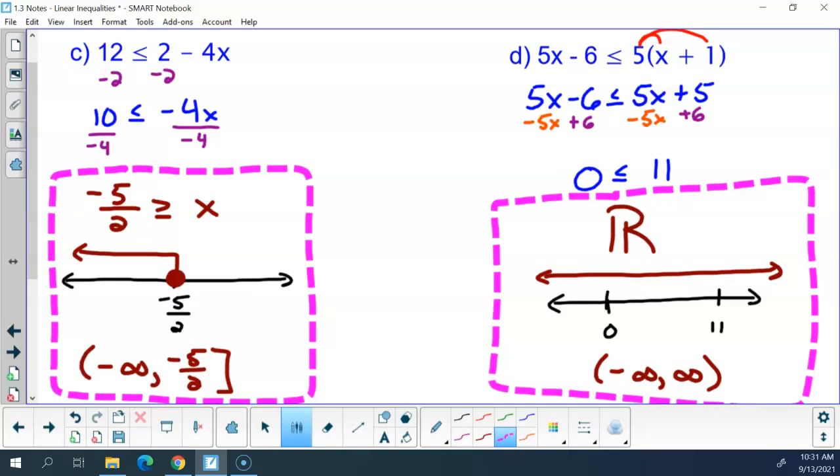No solution would have the words "no solution" here. It would have just the number line. It wouldn't have anything else. And the interval doesn't exist for no solution.